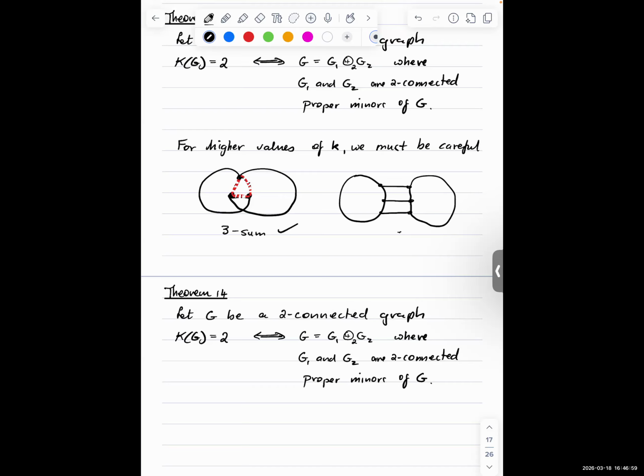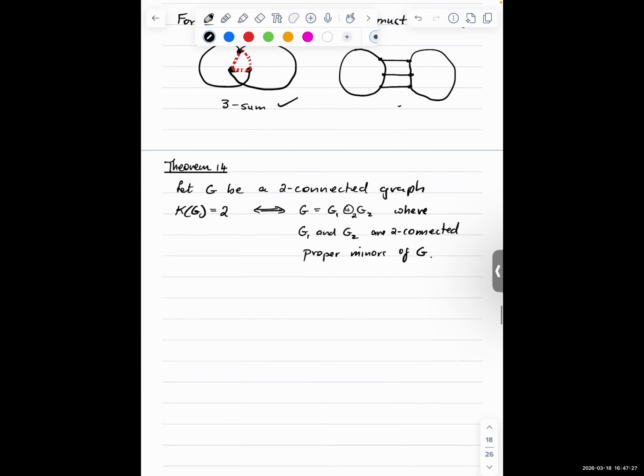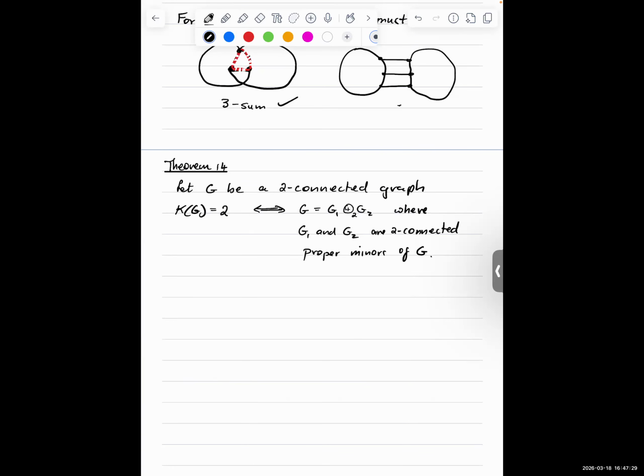So when we try to generalize to kappa G equals 3 if and only if G is G1 three-sum G2, we have to exclude some things. So it becomes very non-trivial. And this proof too is fairly long. But that's ongoing research. So if you're interested in it, it's definitely worth looking into. So let's do this proof, okay?